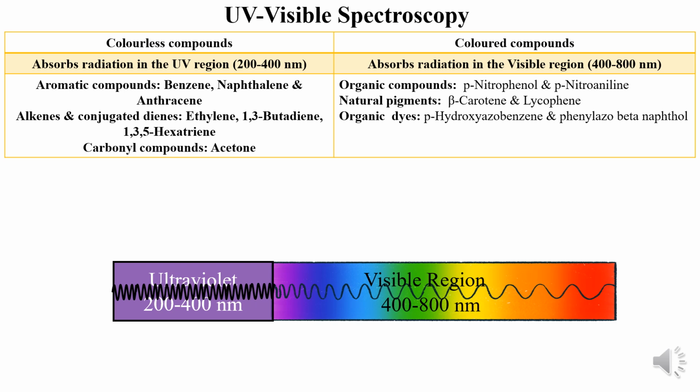Now UV visible spectroscopy is a scientific technique which involves interaction between the UV and visible radiation and the molecule. And as an outcome of this interaction, a particular wavelength of radiation, either from the UV region or the visible region, will be absorbed by the molecule.